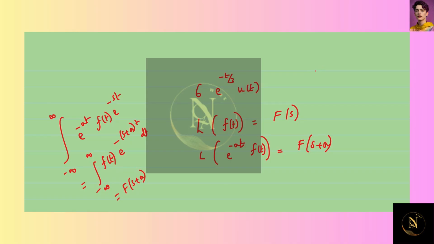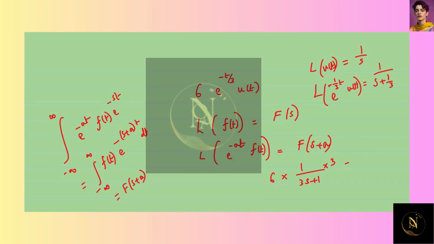1 by 3. So first of all, what is the Laplace transform of u of t? It is 1 by s. So what will be the Laplace transform of e power minus a t, where a is 1 by 3, into u of t? It will be 1 by s plus 1 by 3. But 6 is multiplied. So the final answer is 6 times 1 by s plus 1 by 3. I can write it as 3 by 3s plus 1. So the answer is 18 by 3s plus 1. So this is the answer for this question.